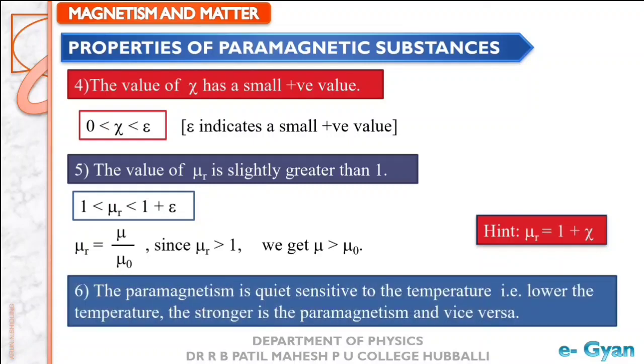Sixth point, paramagnetism is quite sensitive to temperature. The lower the temperature, the stronger the paramagnetism, and vice versa. So paramagnetism depends upon the temperature.